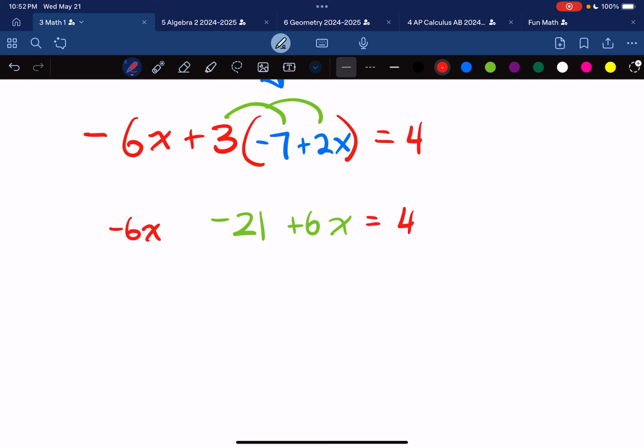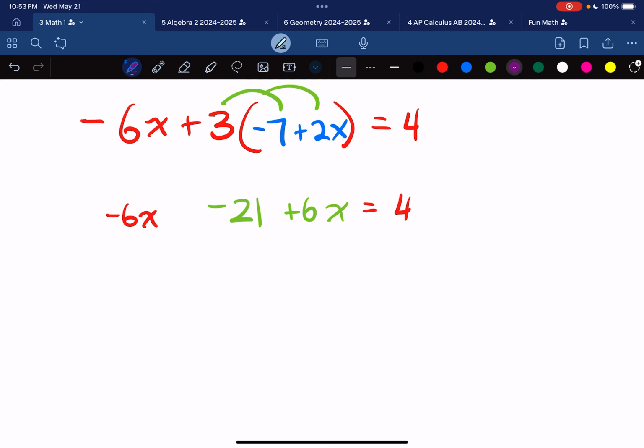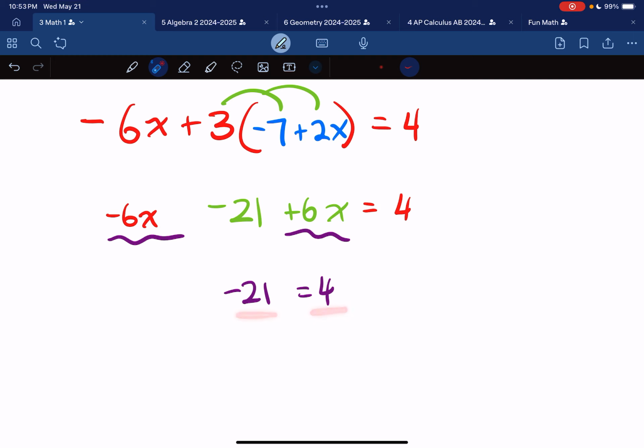Now I'm going to combine like terms. I'm noticing that I have a negative 6x and a positive 6x. They cancel out. So I just have negative 21 is equal to 4, which is bad. You can't ever say that two numbers that are not the same are the same. Therefore, this is no solution.